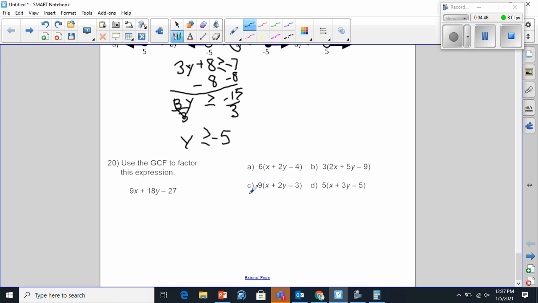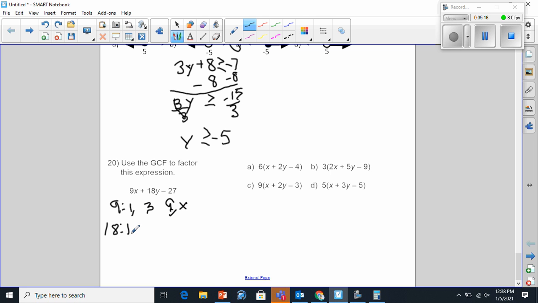Last one is the greatest common factor of this expression. Let's go ahead and look at these. I know that 9 can be made up with 1 and 9. It also can be made up with 3 times 3. So look at the next one. Got 18y. Let's not forget the x over here. Forgot about that.